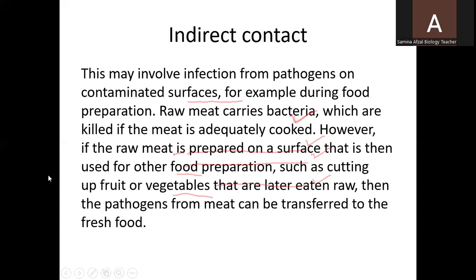And the other method by which the infection is transferred is indirect contact. Indirect contact may involve infection from pathogens on contaminated surfaces. Contaminated surfaces, as we are preparing food, cooking food, cutting meat on cutting boards, and using the same cutting board first for vegetables or for meat, or the same cutting boards without washing.